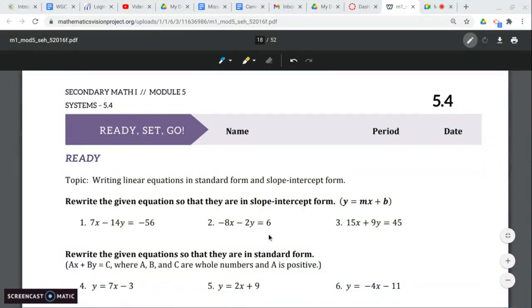So for this first part here, we're writing linear equations in standard form and in slope-intercept form. What we're given is standard form, notice, and what we need to do is convert it to our slope-intercept form, which remember is y equals mx plus b. So we're going to look at number one together.